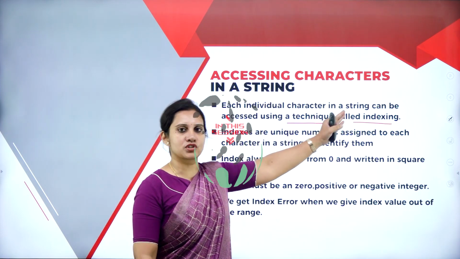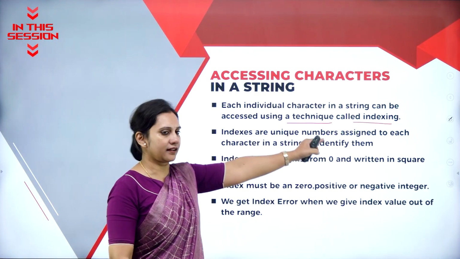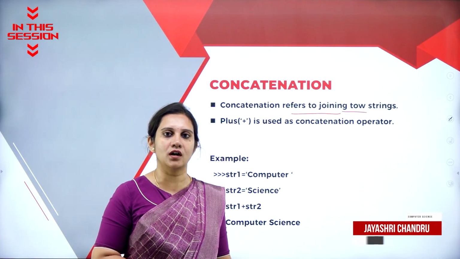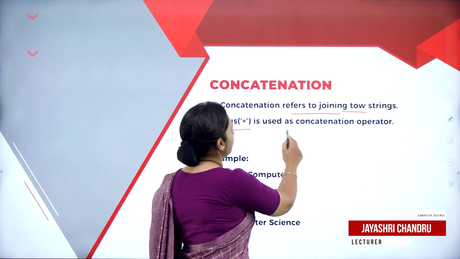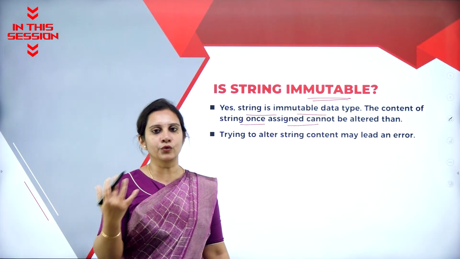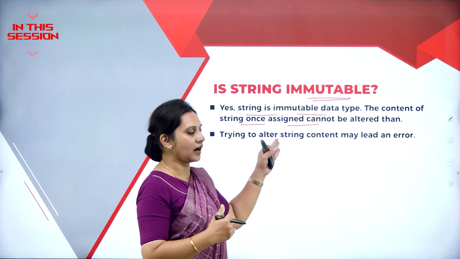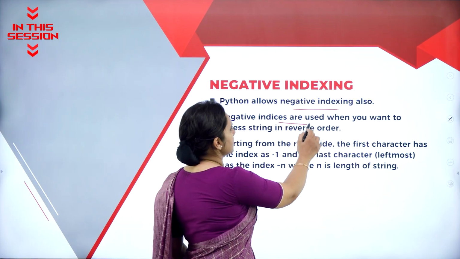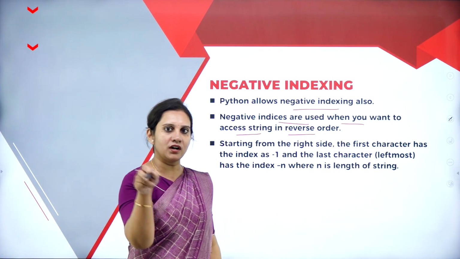Accessing each individual character in a string can be done using a technique called indexing. Concatenation refers to joining two strings using the plus operator. Mutable means which can be altered after the content is assigned. Negative indices are used when you want to access a string in reverse order.